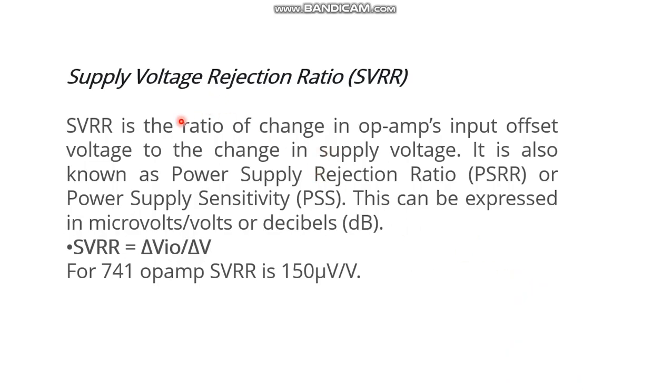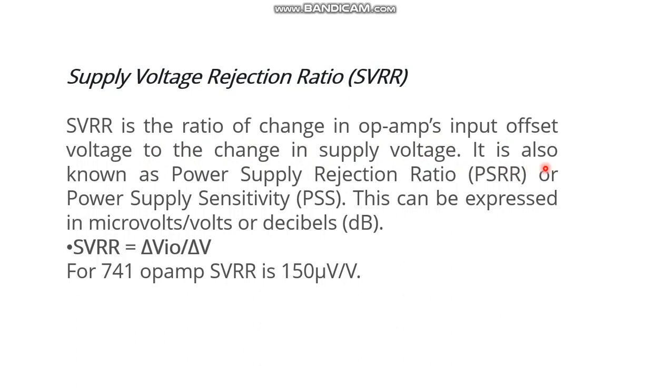Supply voltage rejection ratio. Actually, we have seen 5 terminals for an op-amp. Input 2 terminals and output 1 terminal, and V plus and V minus are supply terminals. So if you consider that supply voltage is applied to the supply terminals, SVRR is the ratio of change in op-amp's input offset voltage to change in supply voltage.